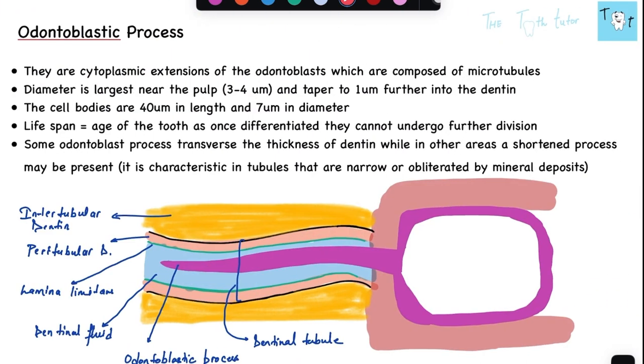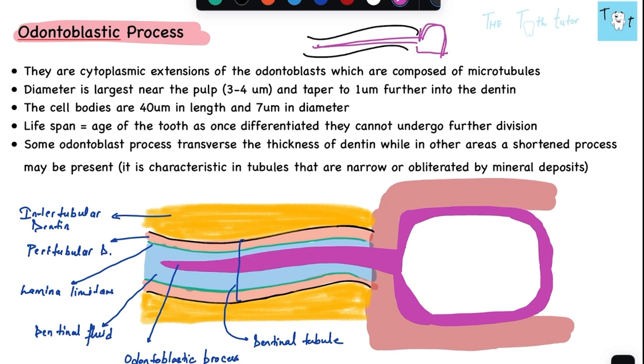Now moving ahead to the next topic, that is odontoblastic processes. So we talked about the first part, the dentinal tubules and their shape and how they run. Now inside these dentinal tubules, we had our odontoblastic processes, right? So this was the odontoblast and the extension of the odontoblast. This is called the odontoblastic process. What are they? They are cytoplasmic extensions of the odontoblast. Odontoblasts are the cells which form the dentine, and they are composed of microtubules.